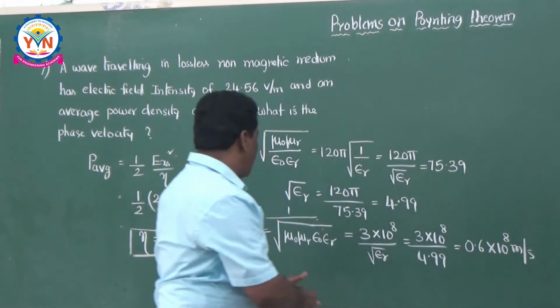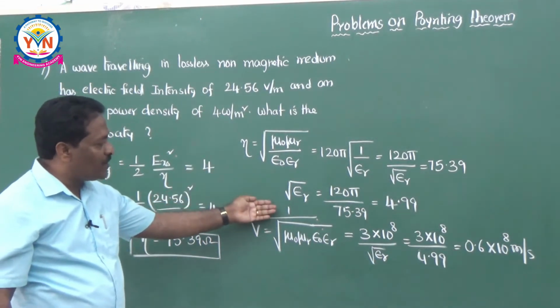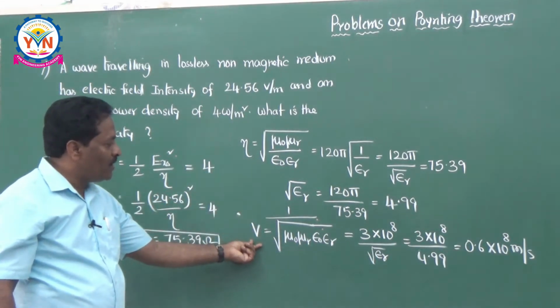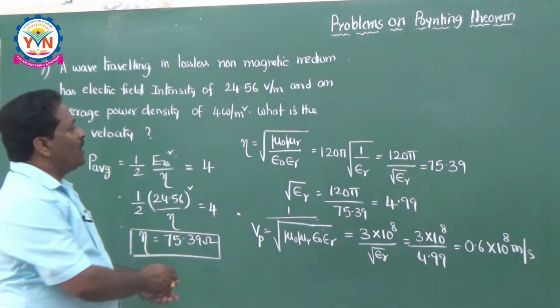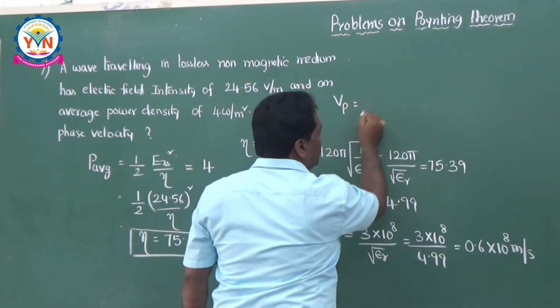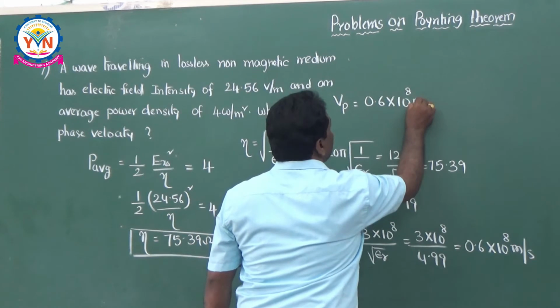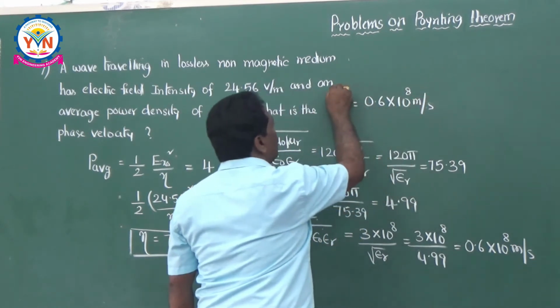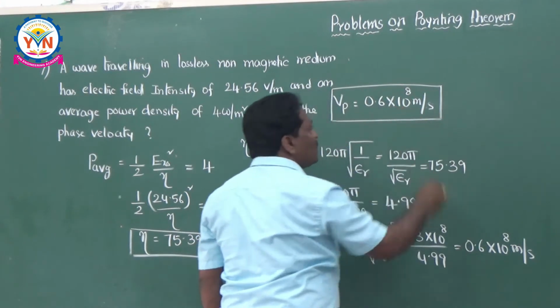That means, friends, if you know the formulas, happily you can substitute the parameters and you are going to get the velocity, that is nothing but the phase velocity. So here the phase velocity Vp is equal to 0.6 into 10 to the power of 8 meters per second. This is the answer for this problem. Okay, so come on, do the next problem.